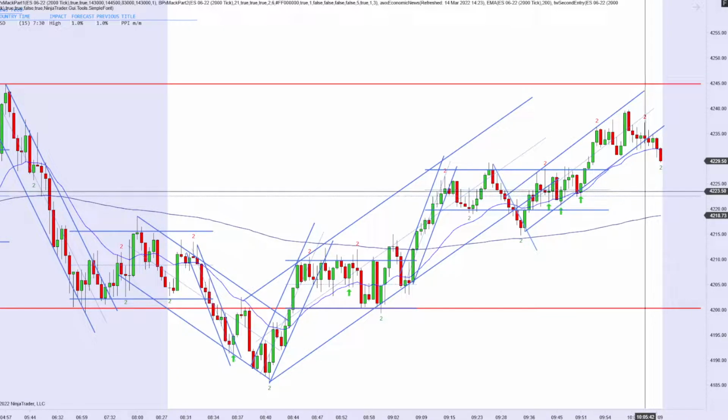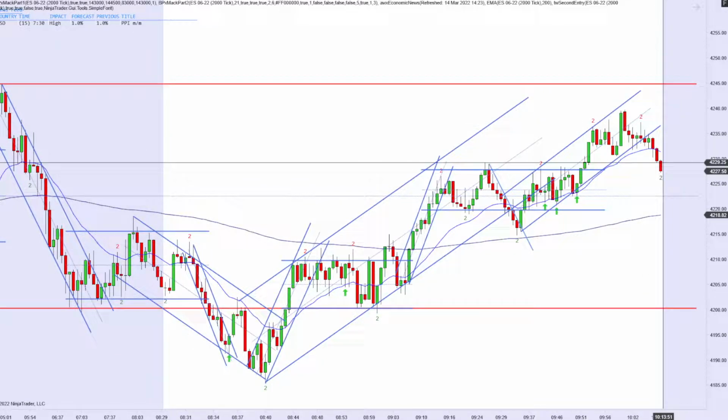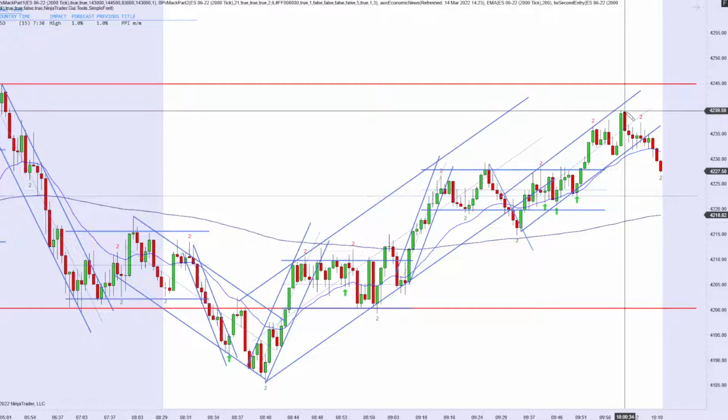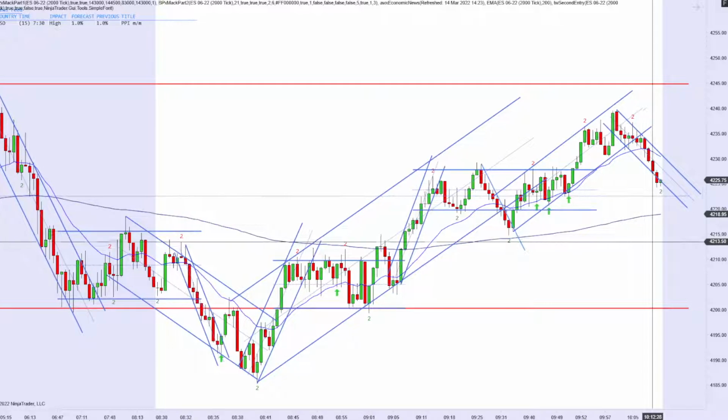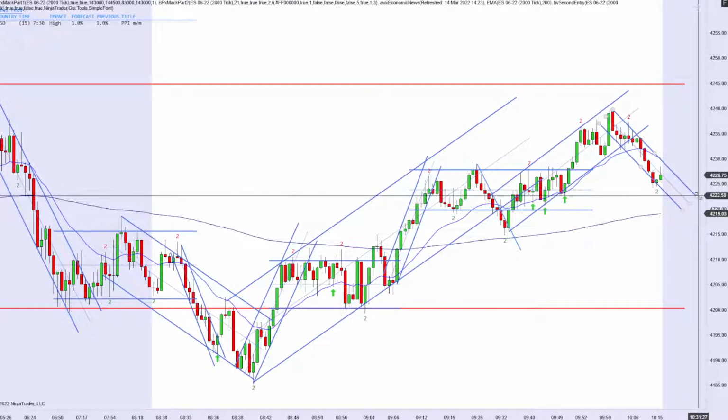As prices continue to push down, now prices are cutting through the EMA. Prices are not respecting that EMA. We could be looking at a downtrend here. So we start drawing tentatively, what do we see?